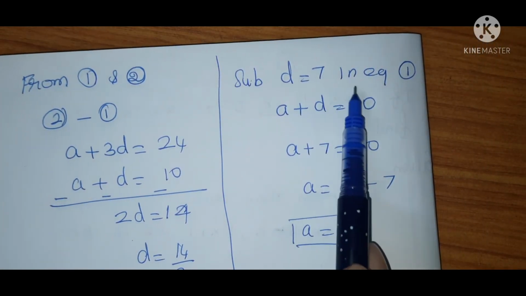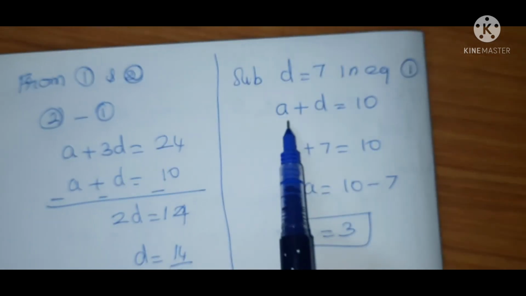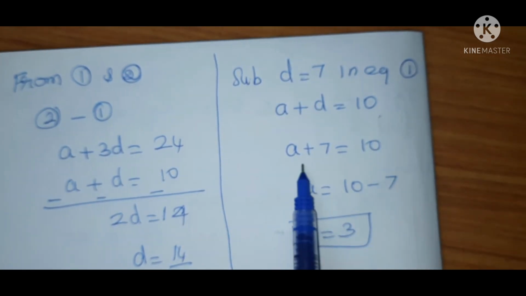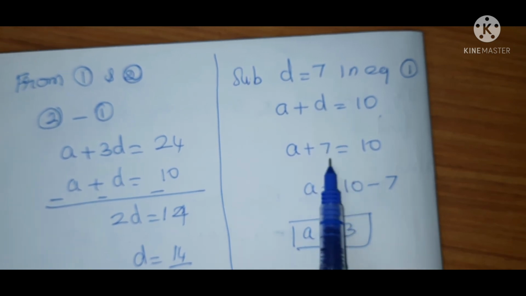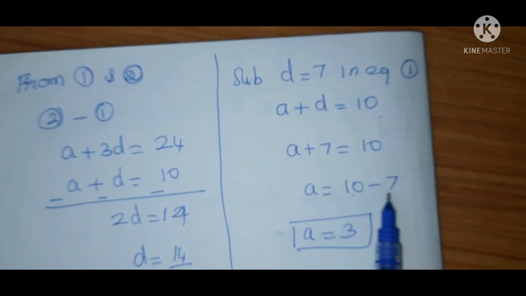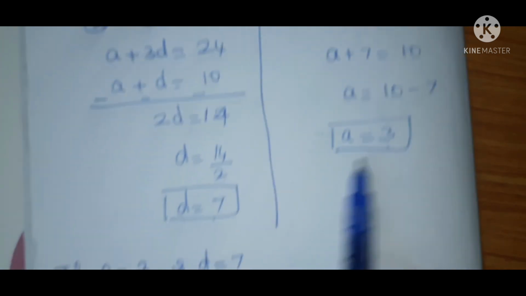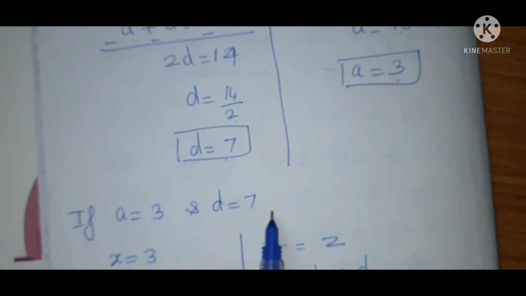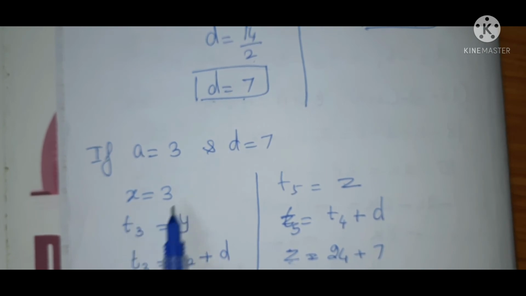Substitute d is equal to 7 in equation 1. The first equation is a plus d is equal to 10. a plus 7 is equal to 10. a is equal to 10 minus 7, a is equal to 3. If a is equal to 3 and d is equal to 7, the first term x is 3.